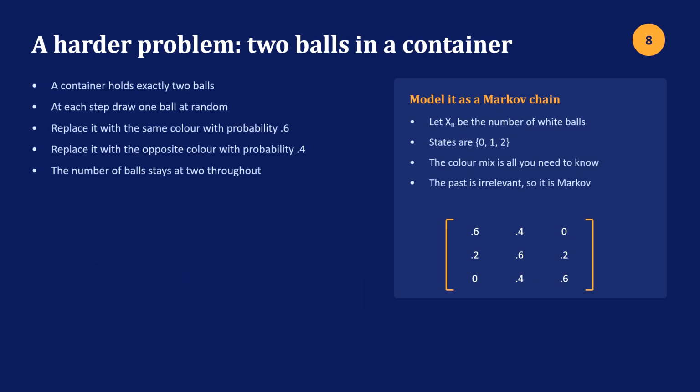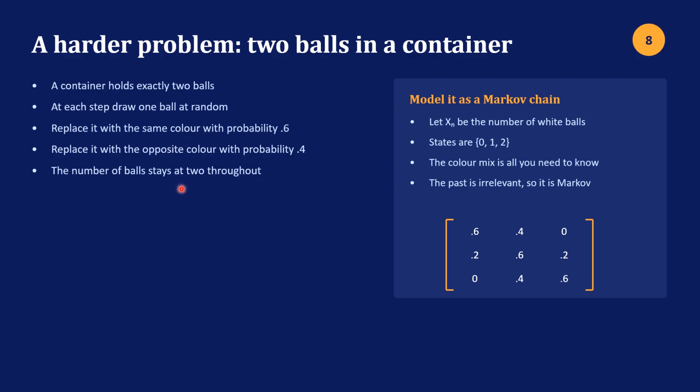So let's apply our theory to a particular problem. We have a container that has two balls. They're either white or black. And we have the following rules here on the left. A container holds exactly two balls. At each step, draw one ball at random, with a 50% probability of picking either one. Replace it with the same color with probability 0.6. Replace it with the opposite color with probability 0.4. The number of balls stays at 2 throughout.